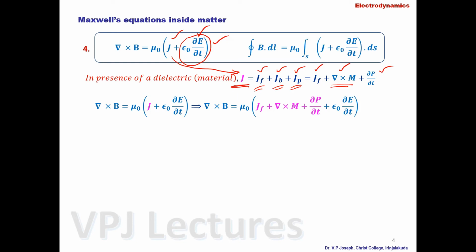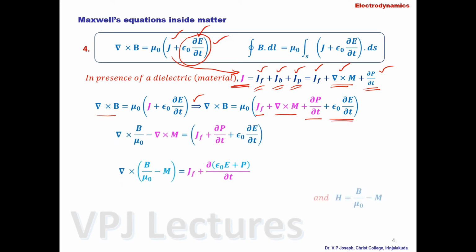is the current due to polarization. So including these terms, the equation changes to del cross B is equal to mu 0 into J plus epsilon 0 dou E by dou T, which changes to mu 0 times JF plus del cross M plus dou P by dou T, plus the usual displacement current term epsilon 0 dou E by dou T. So additionally we are writing two terms here, del cross M and dou P by dou T.